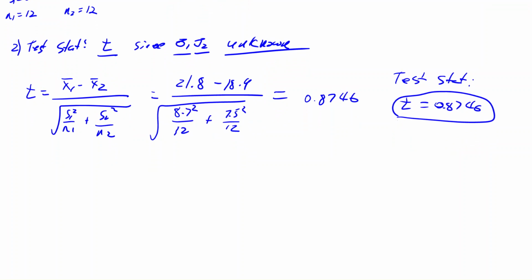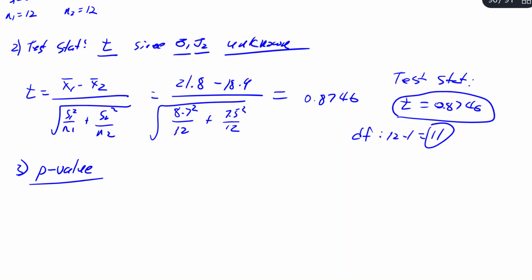So then let's write the degrees of freedom. Use the smaller one, but both of them are 12. So 12 minus 1 gives me 11. So let's find the p-value. Remember, for T statistic, we're estimating using the table. Okay? So 11, two-tail, and 0.87 is the p-value.